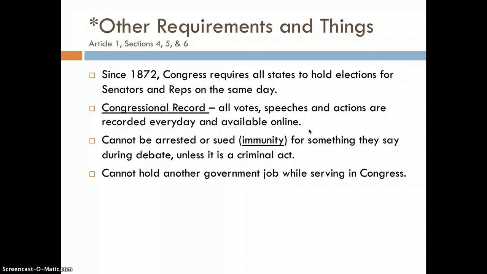People in Congress cannot be arrested or sued for something they say during a debate unless it is a criminal act. So unless it's already a crime, they can't be arrested for what their opinions are or what they would like to happen with legislation. This is called immunity, kind of like you're immune to a disease. You would be immune to being prosecuted for what you say on the floor of Congress. They also cannot hold another government job while serving in Congress. That way they don't pass a law or put together a budget where they send their own department a lot of money and get rich from that.